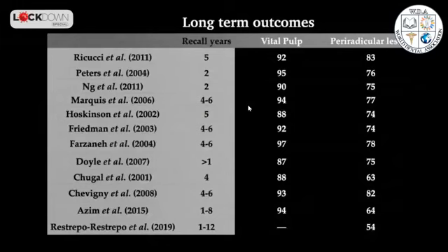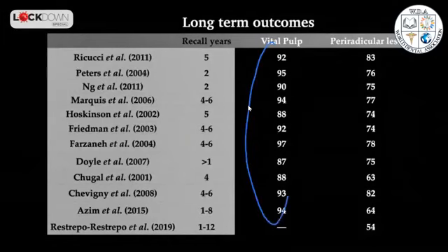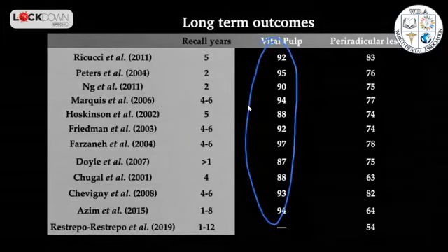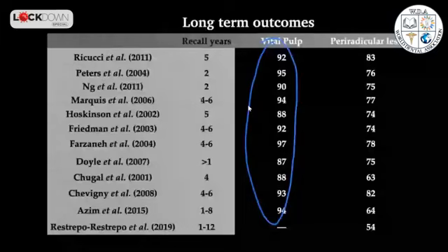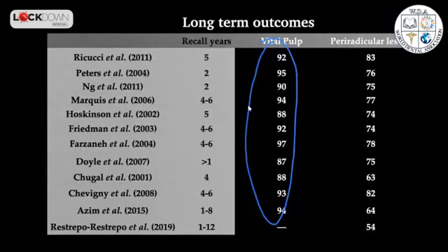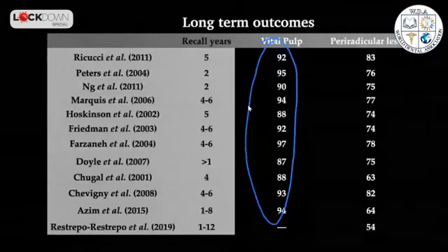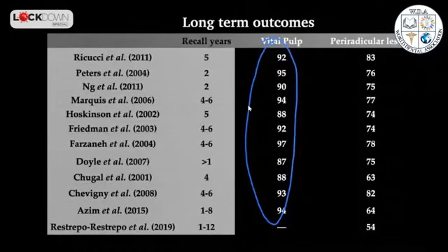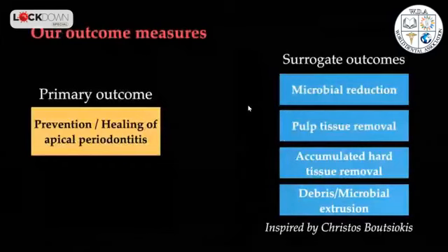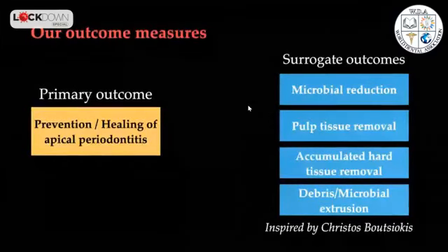If you look at this table, it shows us very clearly that as long as the pulp remains vital, our success rates are very, very high. However, when you have a periradicular lesion, our success rates drop down dramatically. And this is because we have an infection that is present. And every time we have an infection, the healing of periapical tissues is delayed.